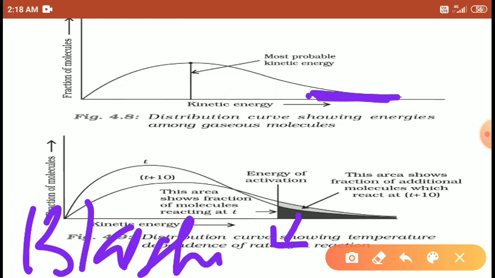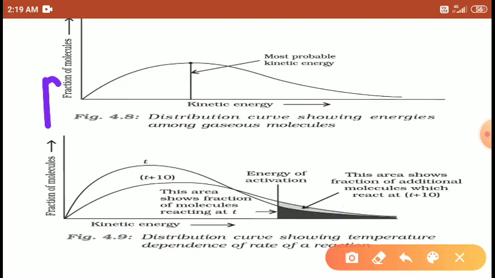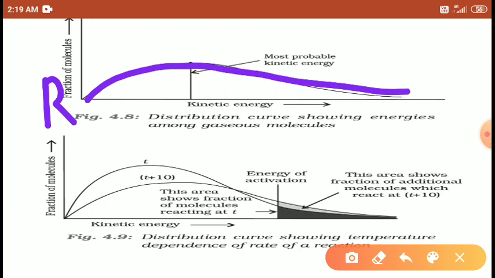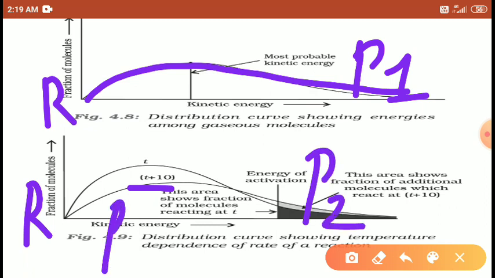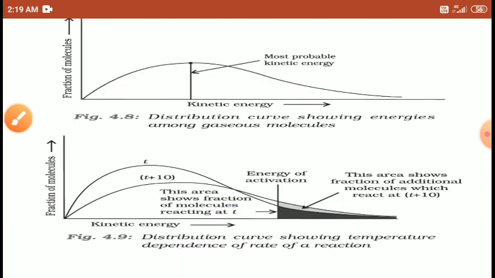The second graph is mentioned here. The area shows the fraction of additional molecules at the higher temperature, and due to the high temperature they form more product. For example, the reactants turn into product P1. Again, the same reactants used at temperature T plus 10 give product P2. So P2 is greater than P1 here, students.